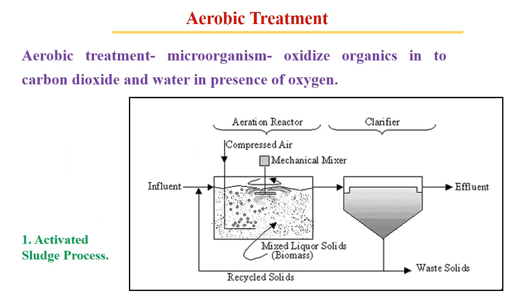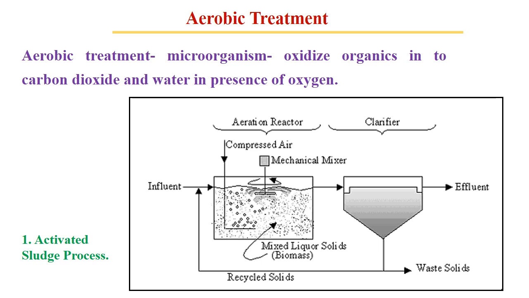Here we can see the aerobic treatment under the biological treatment. In aerobic treatment, the microorganisms are used and they oxidize the organic materials present in water into carbon dioxide and water in the presence of oxygen. Because of this activity of microorganisms, all the solid materials or dissolved materials are utilized and the water becomes good. It is done through the activated sludge process.